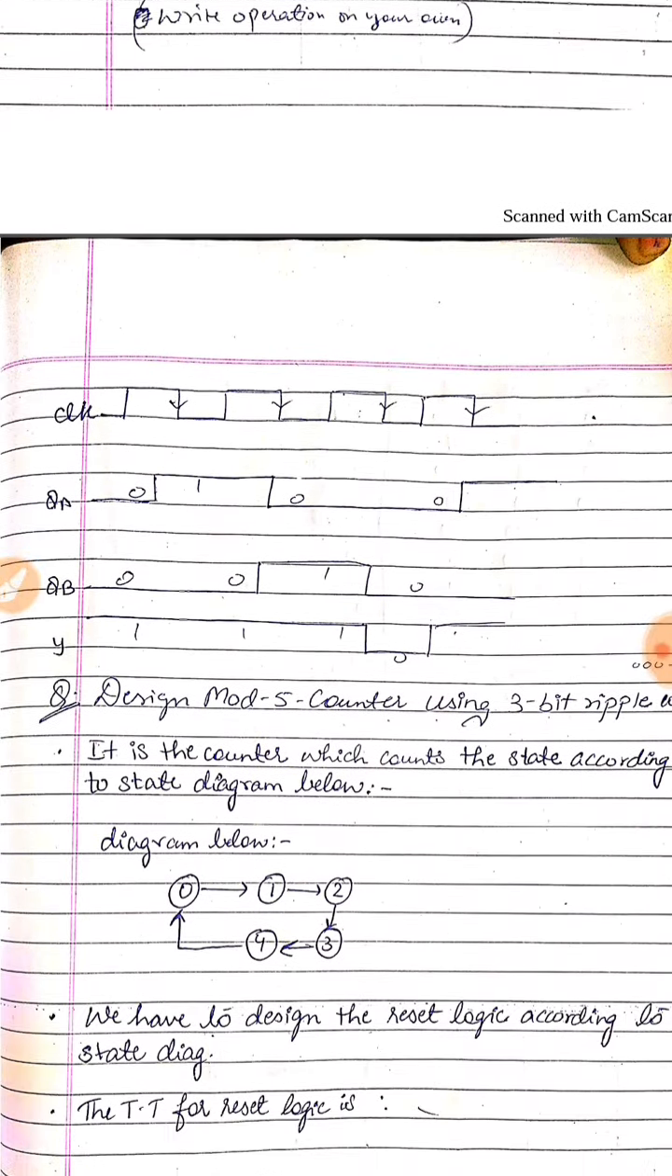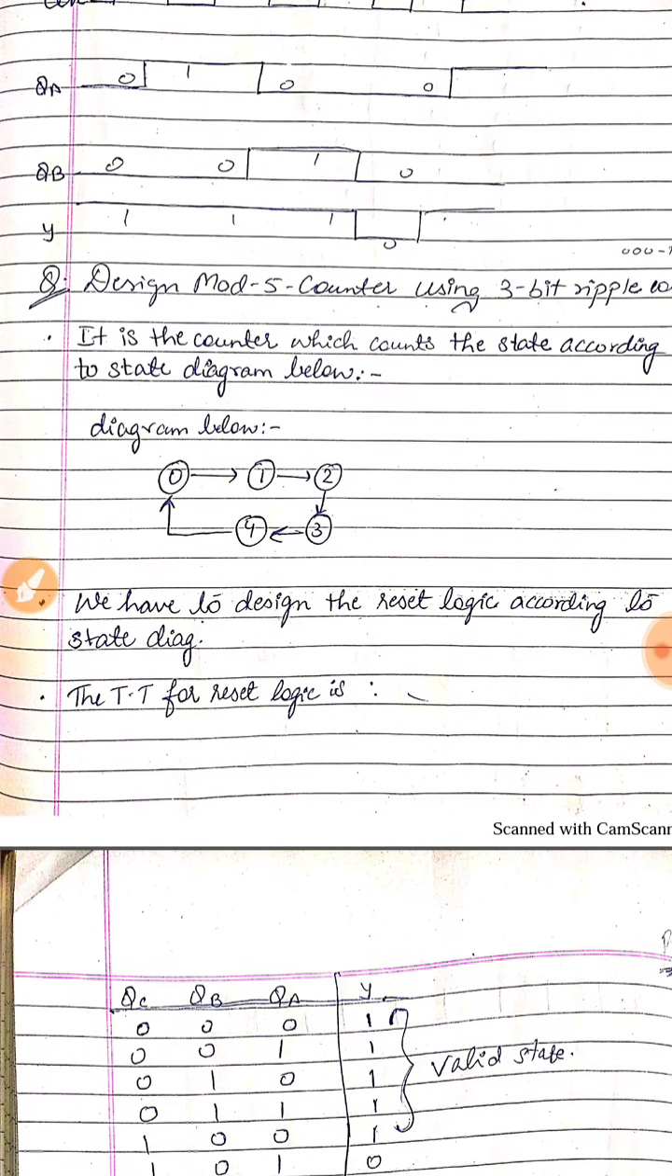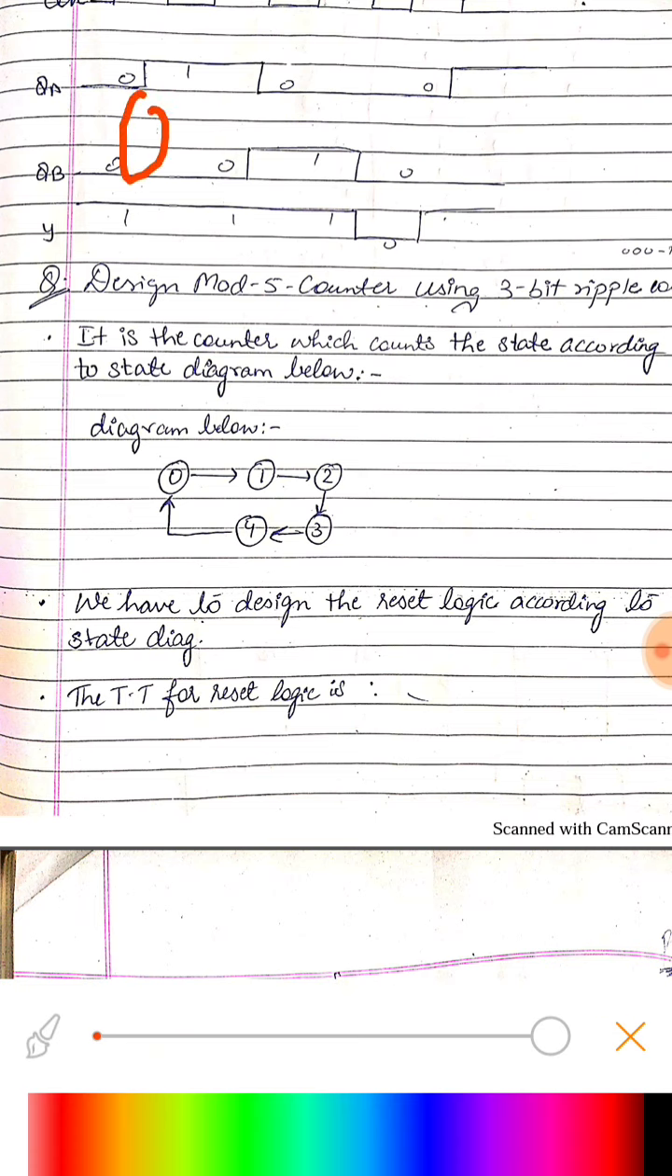So this is the timing diagram. You can always make the timing diagram from the transition table we have already seen. Now there is one more example of how we can design a mod 5 counter. We need to count 0 1 2 3 4, that is a mod 5 counter, so five counts would be there.